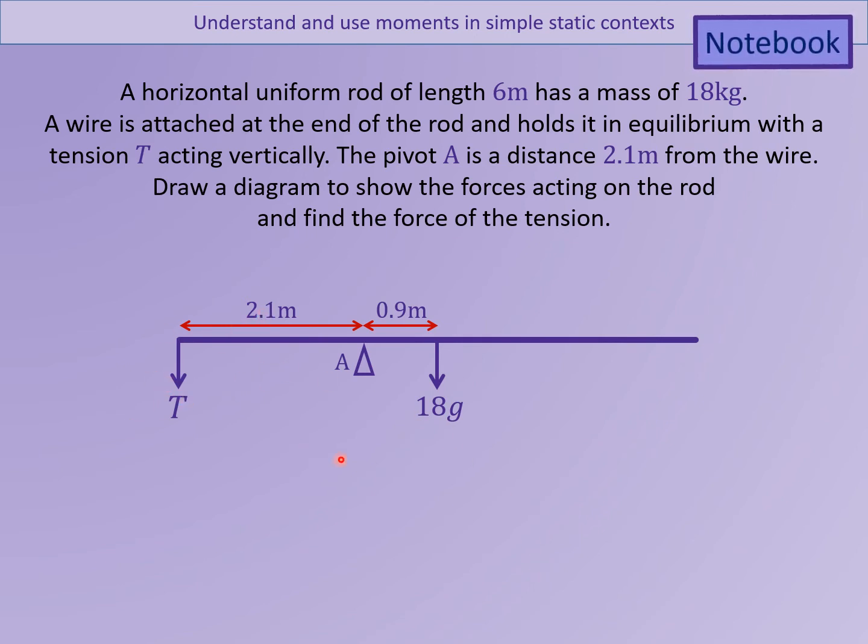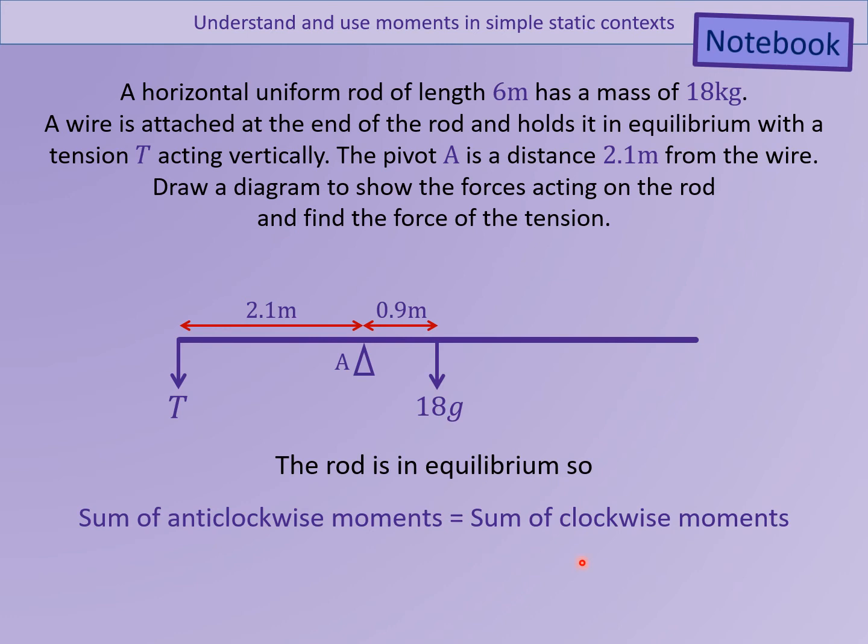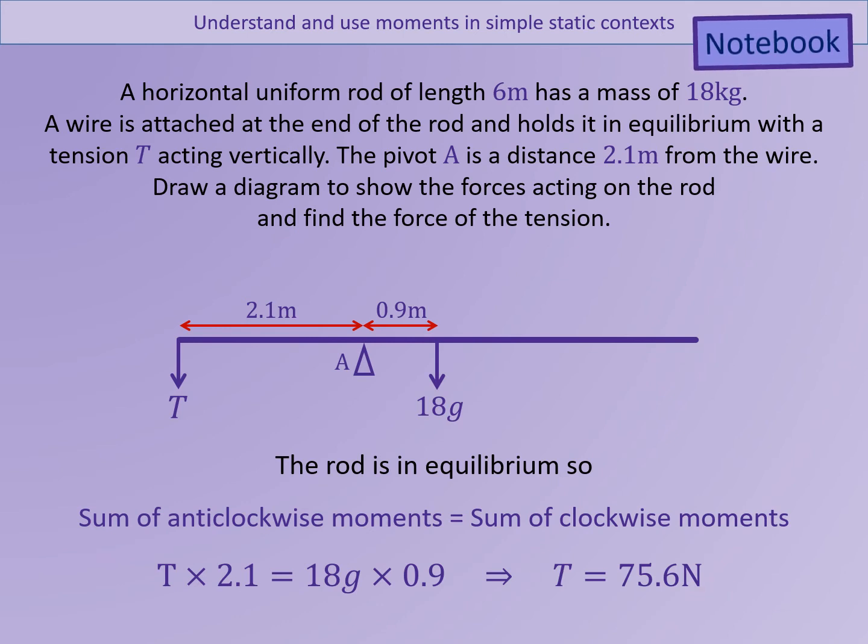T times 2.1, 18 times 0.9, 18 times gravity times 0.9. Be careful to think of the weight, not the mass. So it's in equilibrium, therefore the anti-clockwise moment is T times 2.1, and that's going to equal 18g times 0.9, which is where you're going to get a tension of 75.6 newtons. We're not looking for the moment in this because, of course, it's in equilibrium. The moments equal 0. So you're looking for the force due to tension. Well done if you managed to get that. So pause there until you've got what you need.